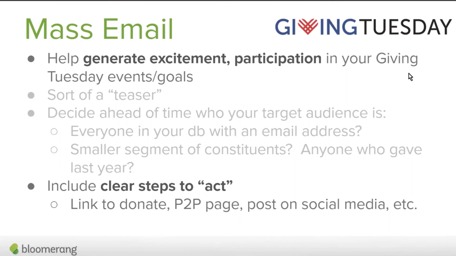And one main thing we'll be really focusing on today is how to have clear steps, how to keep your emails simple, and how to make sure that the action step is clear to your constituents and your potential donors. So whether that's a link to donate, a peer-to-peer page, or even a social media post, deciding what you are wanting them to do with the email is very important, and keeping that as the main funnel point for your mass emails.